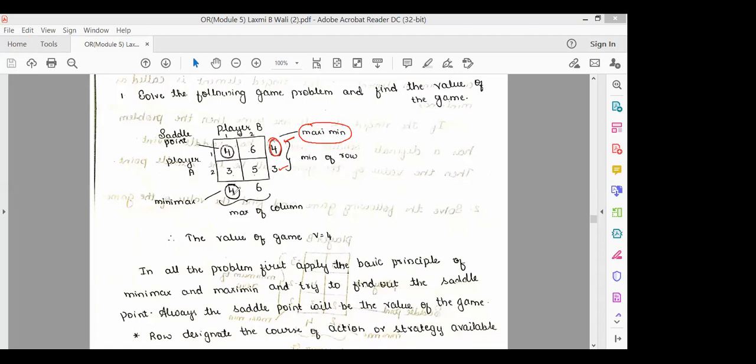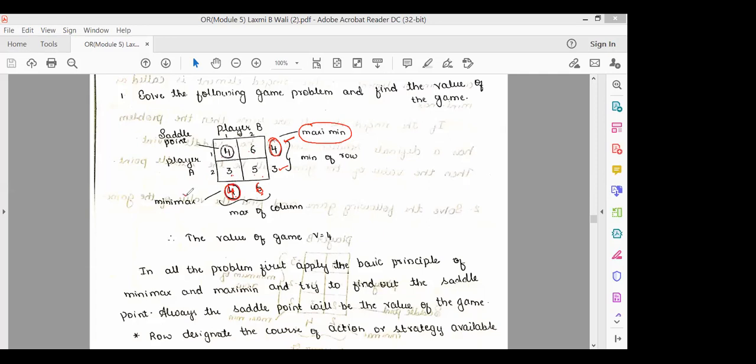Now coming to the values written below the columns. We have to verify the maximum element in the first column. Comparing 4 and 3, the maximum is 4. So write down 4. Then comparing 6 and 5 in the second column, the maximum is 6. So write down 6. So 4 and 6 are the maximum of the columns. Now you have to choose the minimum among them. Among 4 and 6, the minimum is 4. So round off this 4.